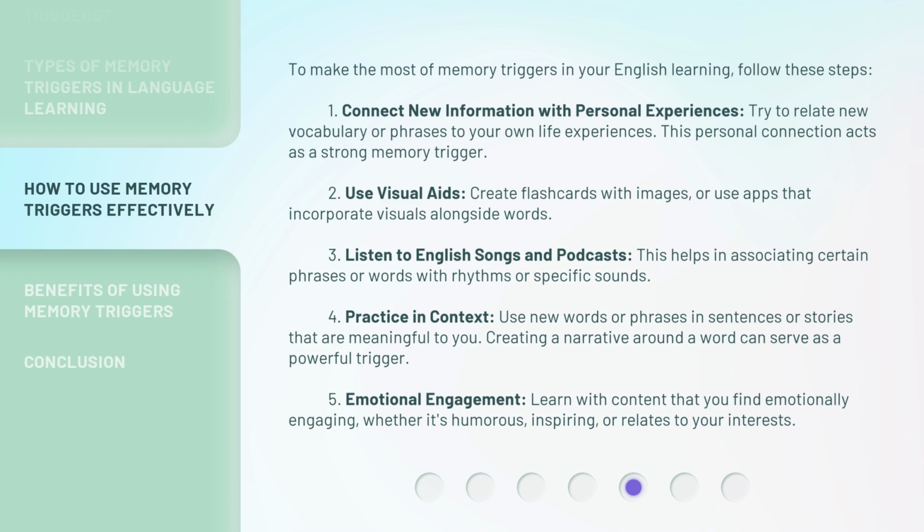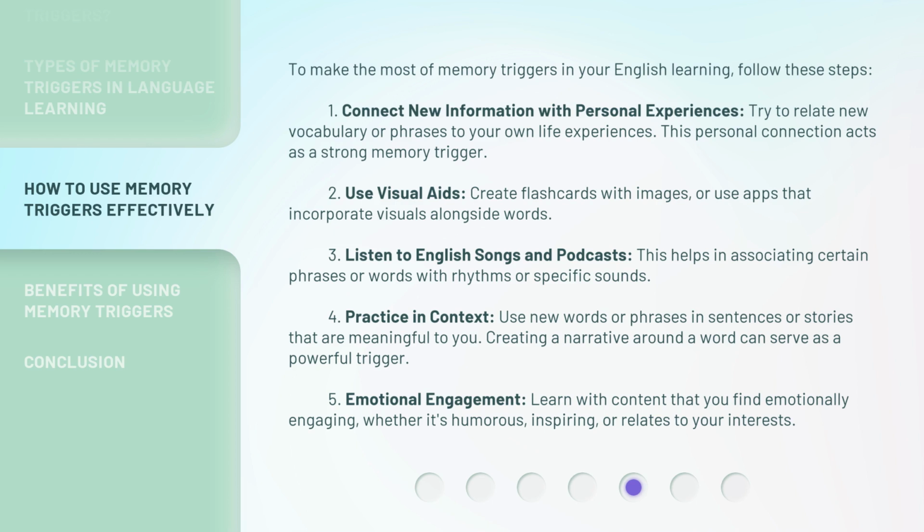2. Use visual aids. Create flashcards with images, or use apps that incorporate visuals alongside words. 3. Listen to English songs and podcasts. This helps in associating certain phrases or words with rhythms or specific sounds.